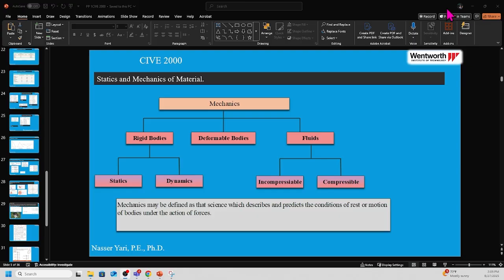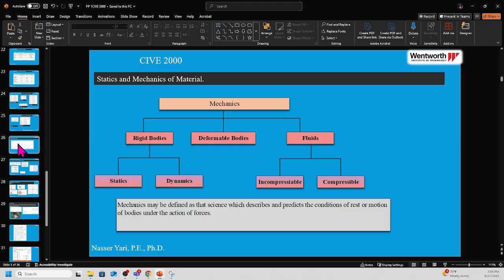Well, what is statics? Let me show you on a PowerPoint here. You look at the mechanics of materials, that's in mechanics itself. It's going to subdivide into rigid body, deformable body, and fluid. In a rigid body, you have statics and dynamics. That's what we're going to deal with, statics.